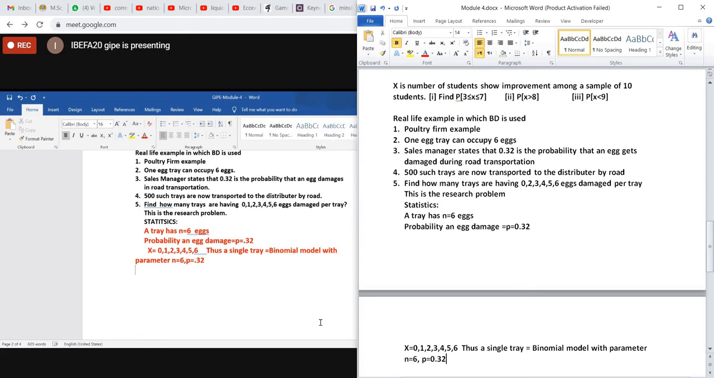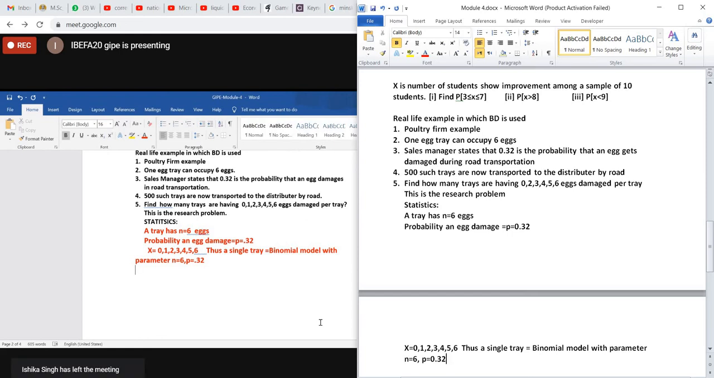Now I will give time for you to ask questions. A real research problem. To get the research output, I have converted that into a statistical problem. You can ask questions now, but after the explanation, don't ask elementary questions.